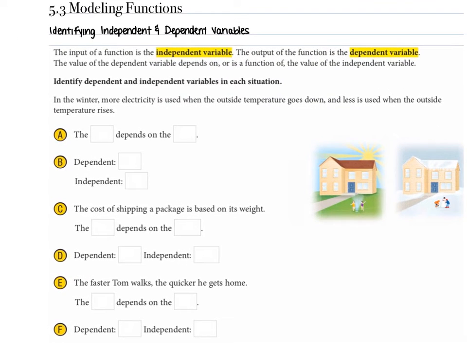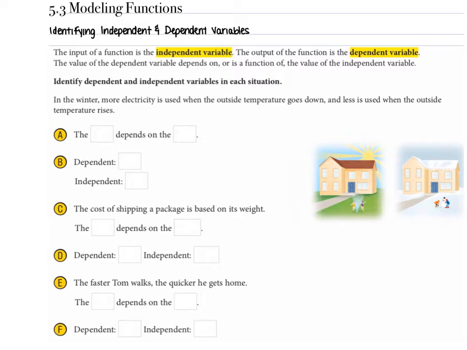5.3 Modeling Functions. When we are identifying the domain and range, or the independent and the dependent values, we want to look at the independent values as the input of the function, and our dependent values or variables are what we're getting out of the independent. So what you put in is the independent, what comes out is your dependent. If we look at the first set of examples, we're identifying the dependent and independent variables in each situation.